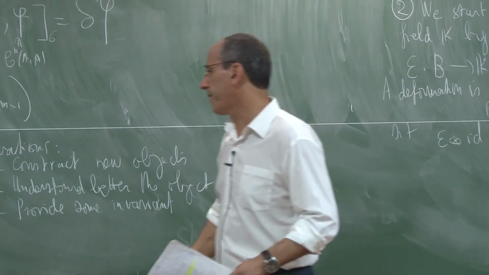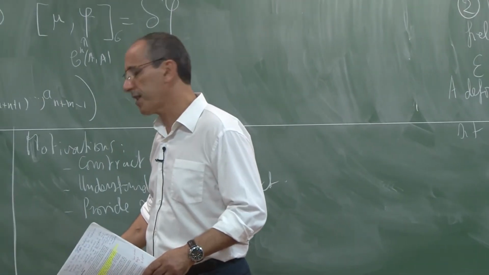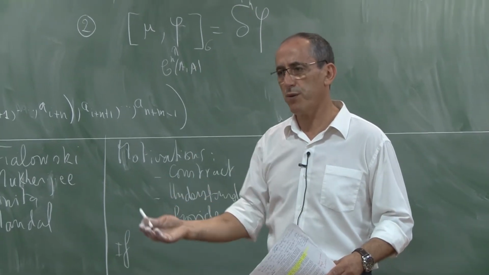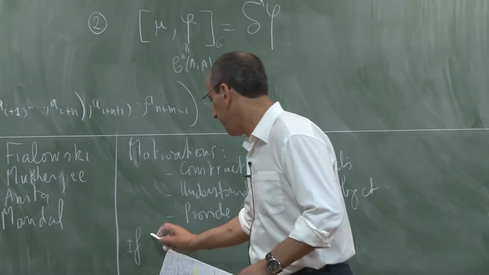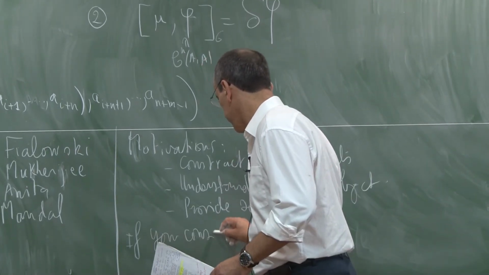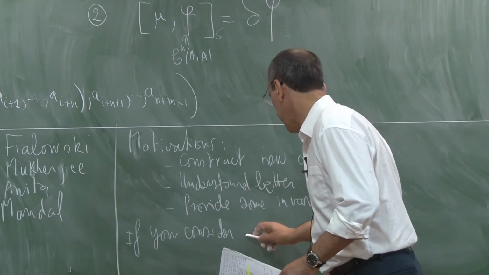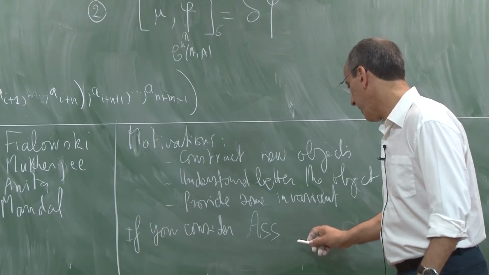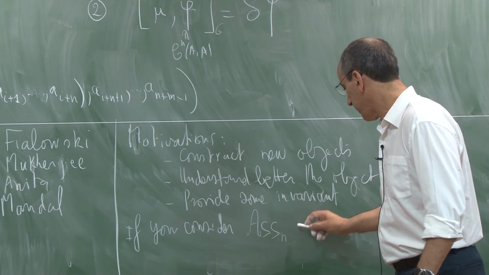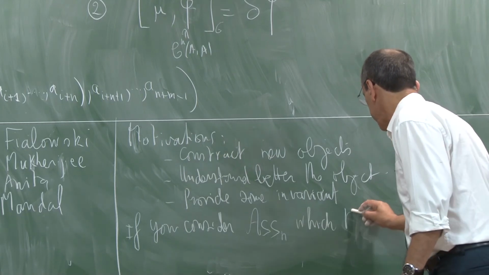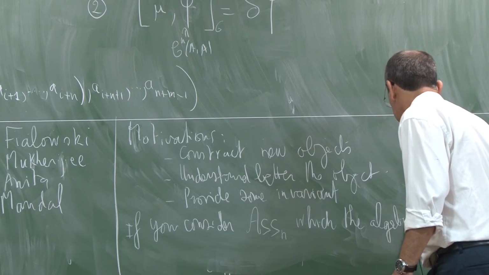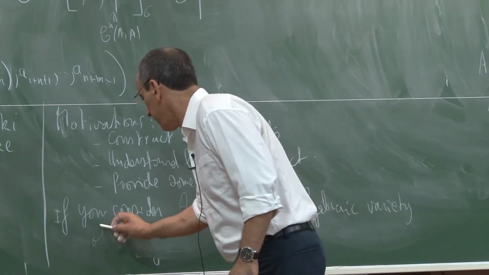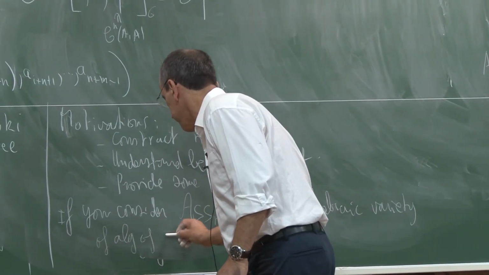And also if you consider the algebraic variety of algebras for a given dimension, for example, the algebraic variety As_n, the algebraic variety of algebras of dimension n.